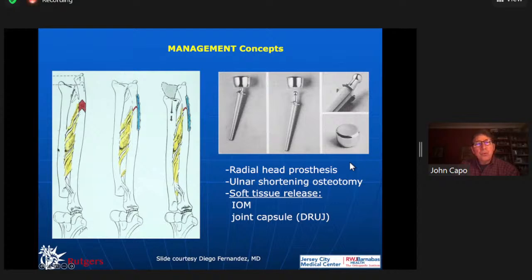If your radial shaft is shortened and you push it out and replace the radial head, you oftentimes cannot get it all the way out and get your DRUJ to be lined up. So you need to shorten the ulna and make it anatomic, and then replace the radial head. And if there's a chronic contracture, you might need to release a portion of the interosseous membrane and try to maintain that central band, and also release the DRUJ capsule.